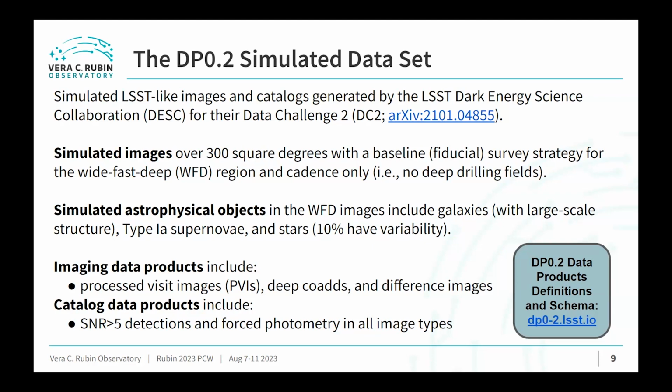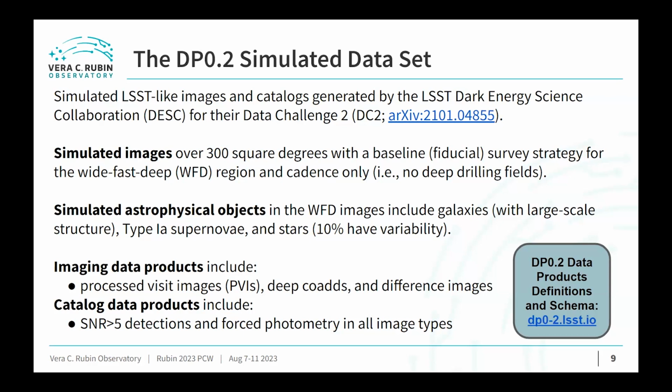The astrophysical objects included in DP 0.2 include galaxies with some realistic large-scale structure. There are type 1a supernovae in there, and there are variable stars. And there are non-variable stars as well. So 10% of the stars have variability in DP 0.2. There are both imaging and catalog data products in very similar formats to how the future LSST data will be served to users.